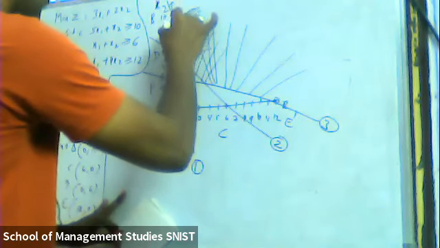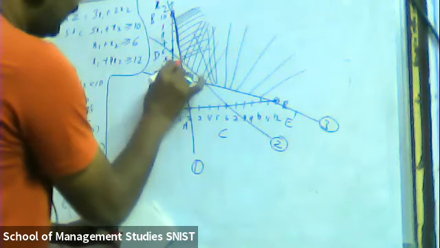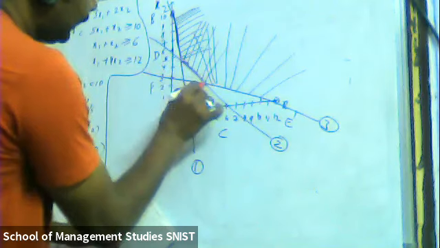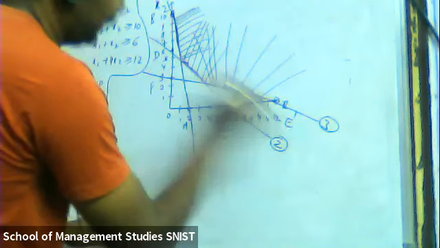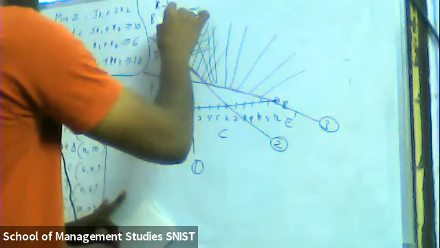D. Area, sorry, D. Exactly. B from here to here, and from here to here, and from here to here. Clear? Yes, sir. Any doubts?